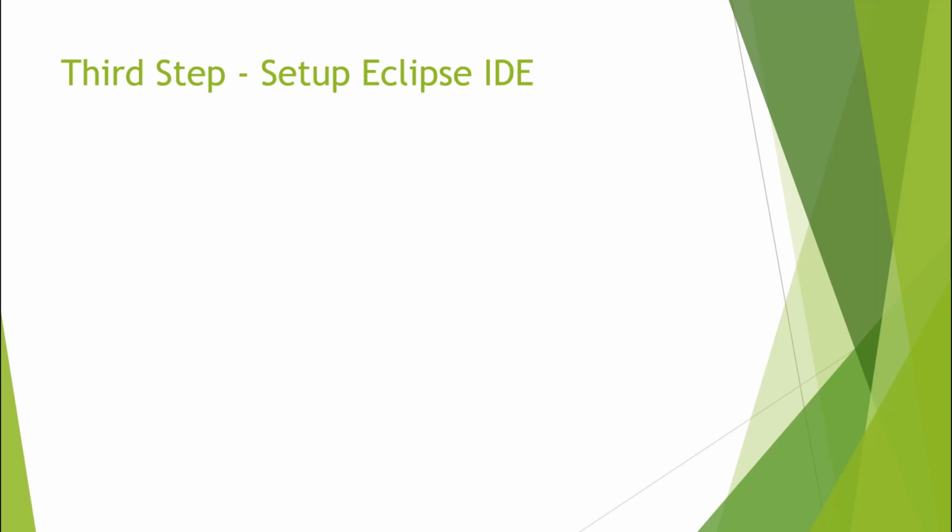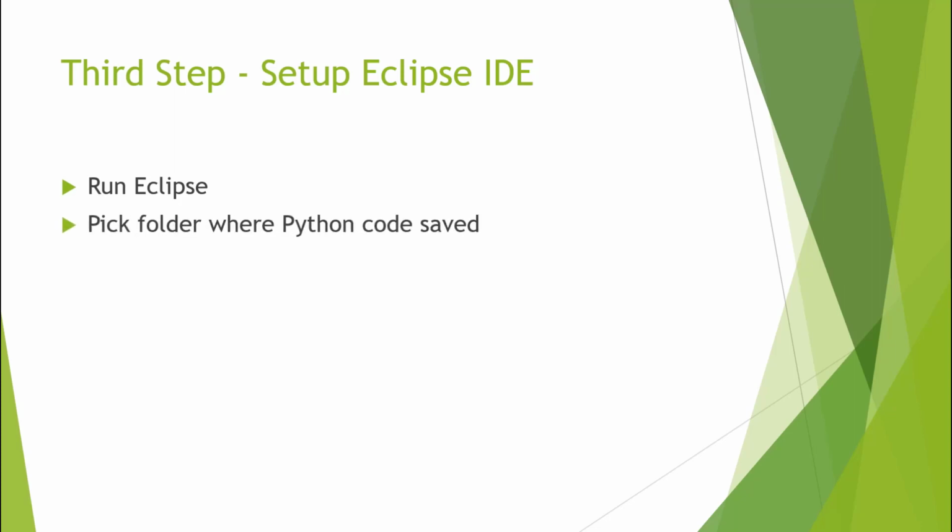Now the third step is we need to set up Eclipse. Because I said already, it's a fairly substantial piece of software. So the first thing we need to do is run Eclipse, obviously enough. Then we need to pick the folder that we created in the previous step while we were installing Eclipse. And that is the folder where all our Python code is going to be saved from this point onwards.